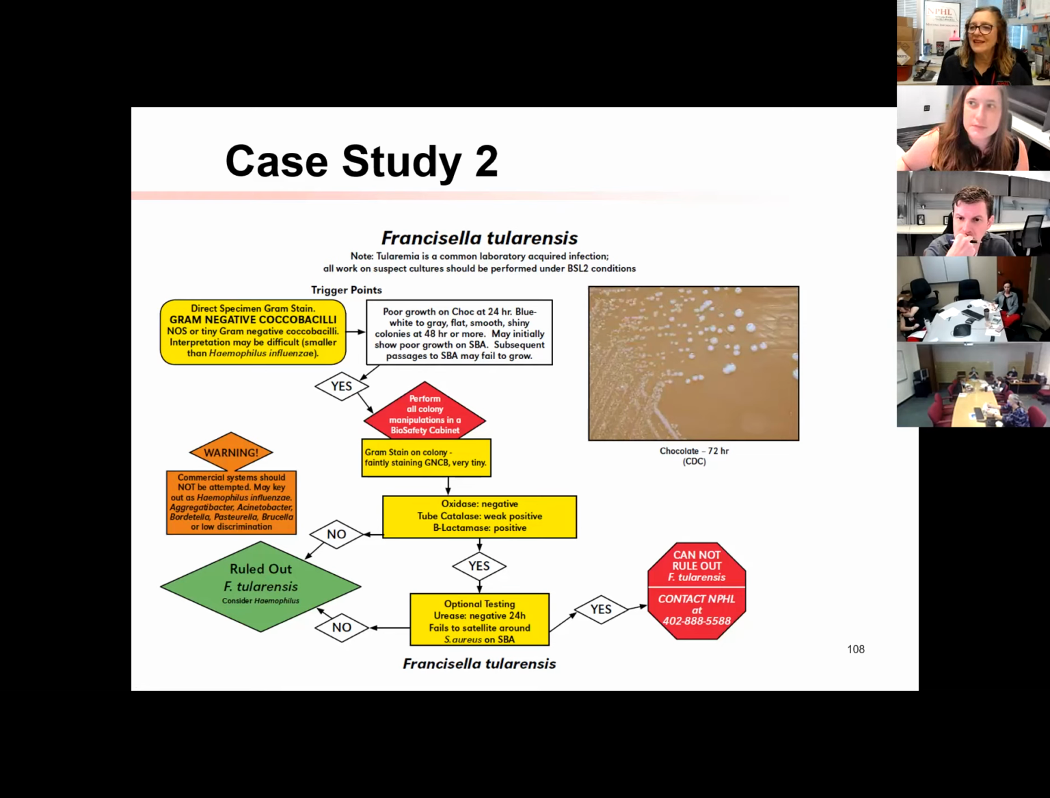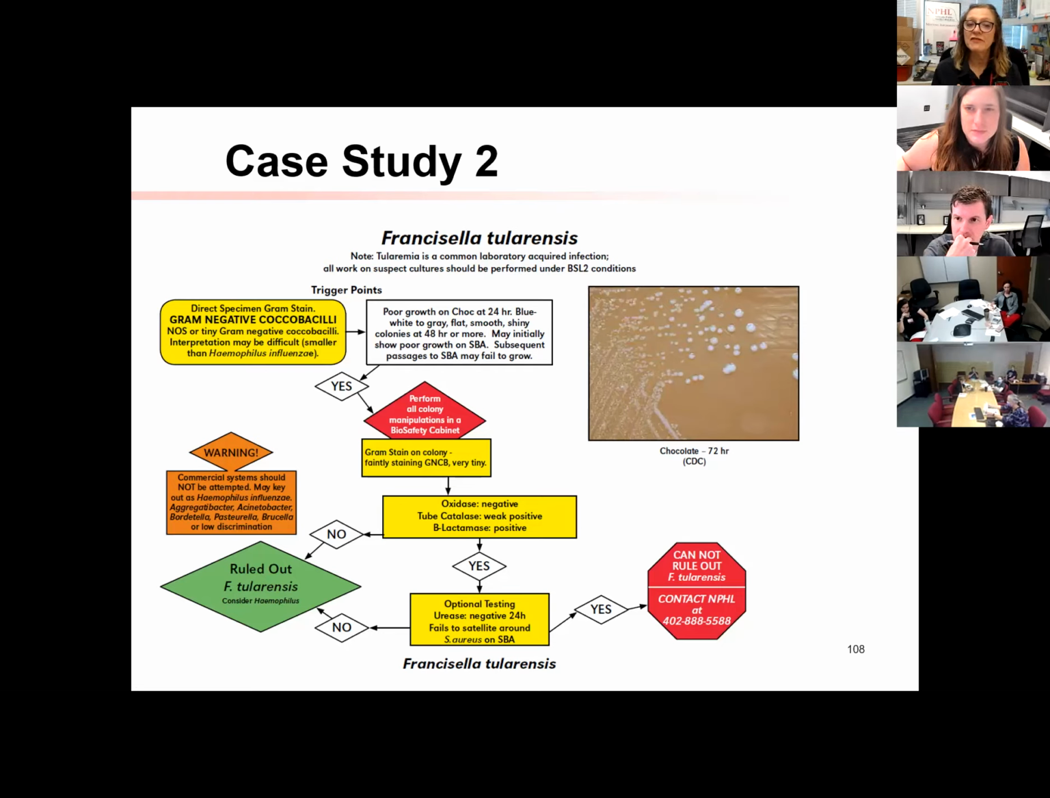Does anybody have any idea? Why does it grow on chocolate, but not on blood? Doesn't it need like hemin or? Yes. Actually, it needs both.